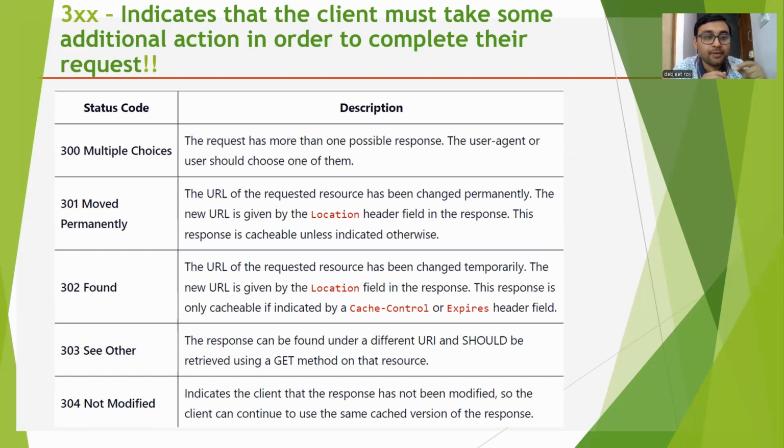Then 302 found. The URL of the requested resource has been changed temporarily. The new URL is given by the location field in the response. So this is the thing, it's like it's found, as opposed to moved permanently.